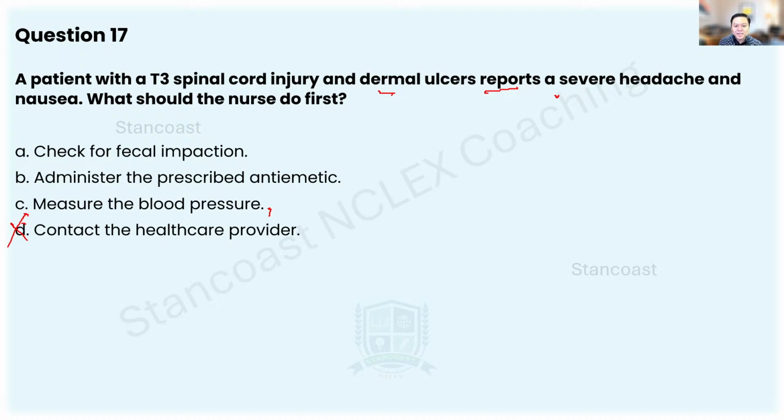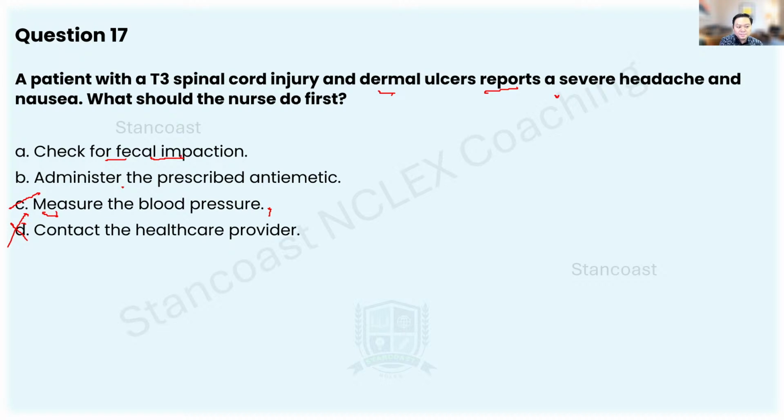What would be that nursing assessment that can quickly assess that your patient is in a hypertensive crisis? And this is what we have in a patient with autonomic dysreflexia. Of course, nothing else but measuring the blood pressure, nothing else. You will not know the patient's blood pressure if you're just checking the fecal impaction.